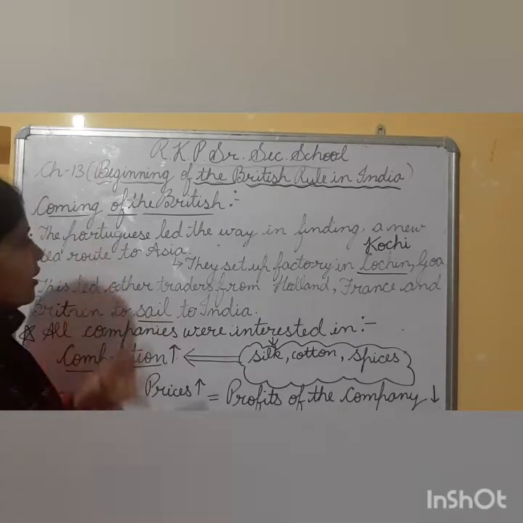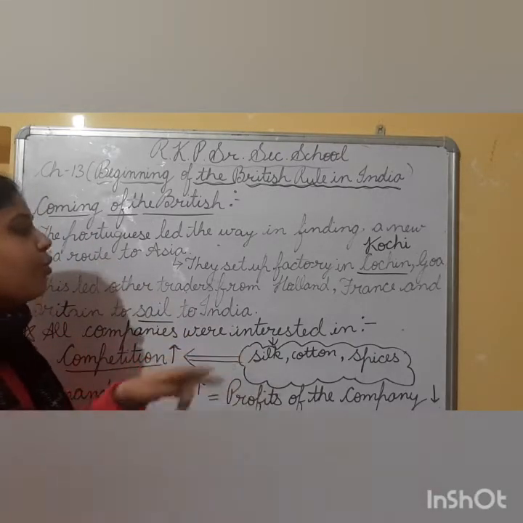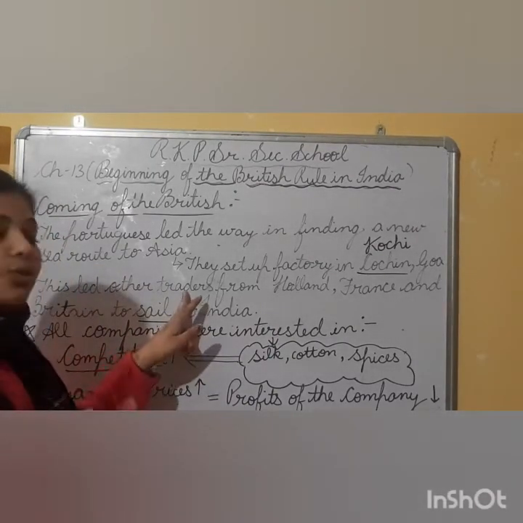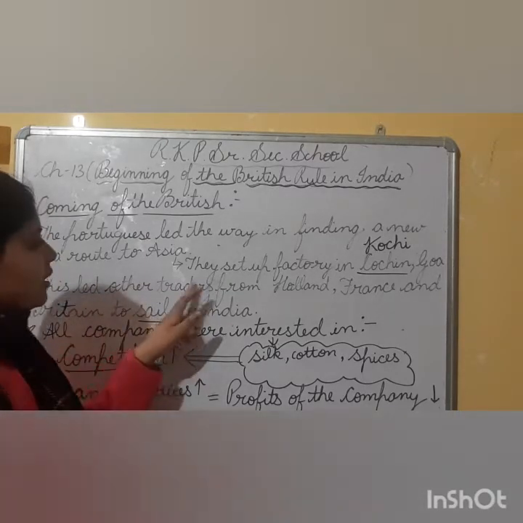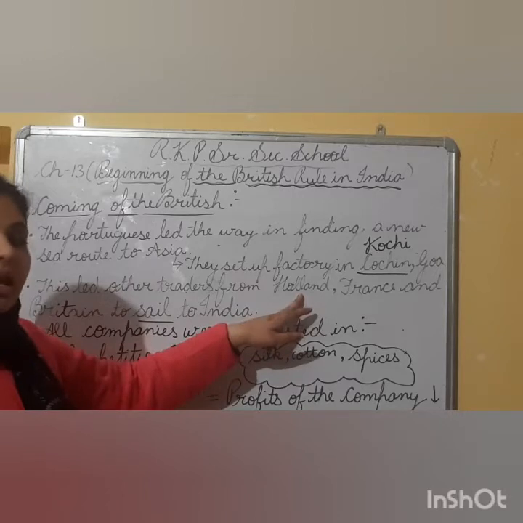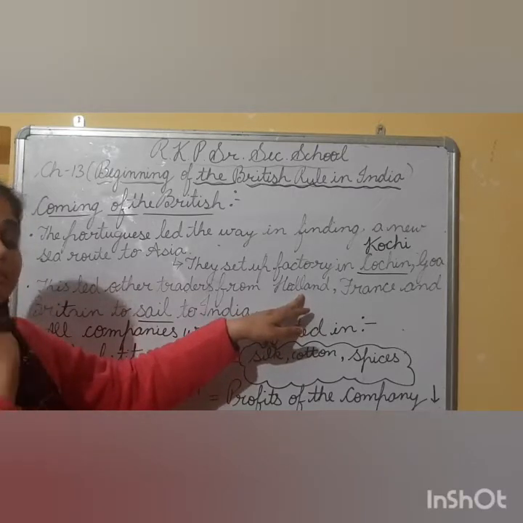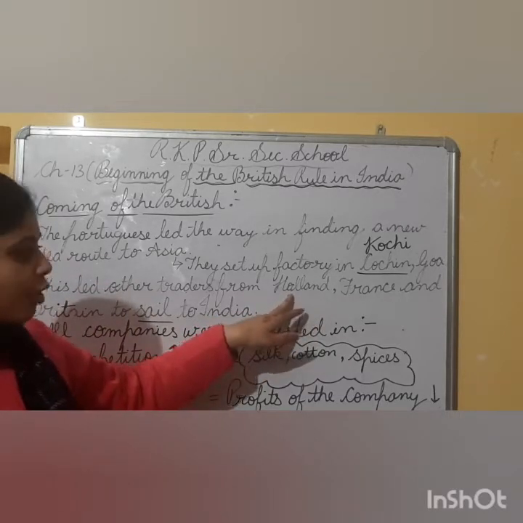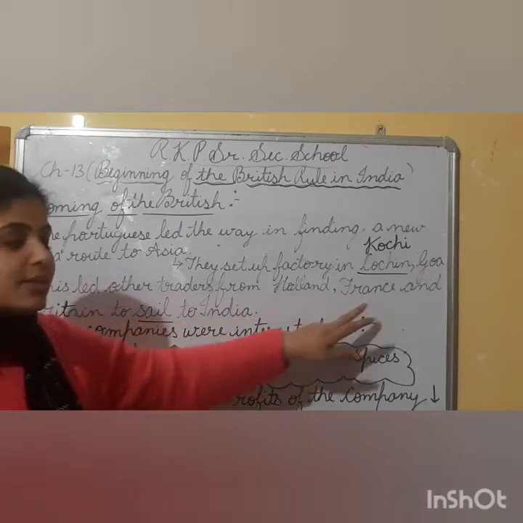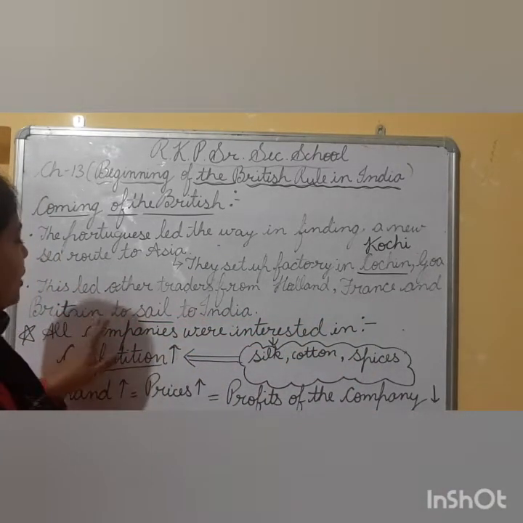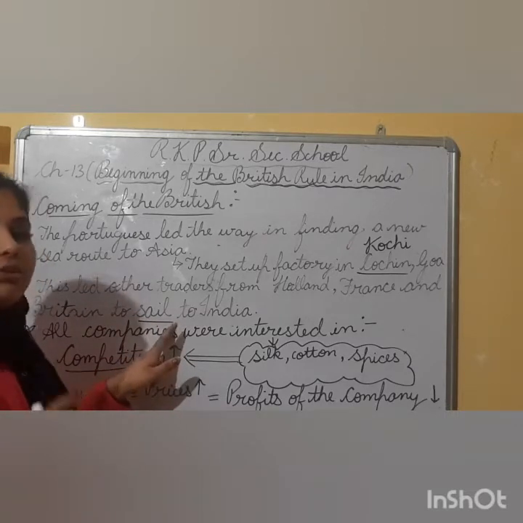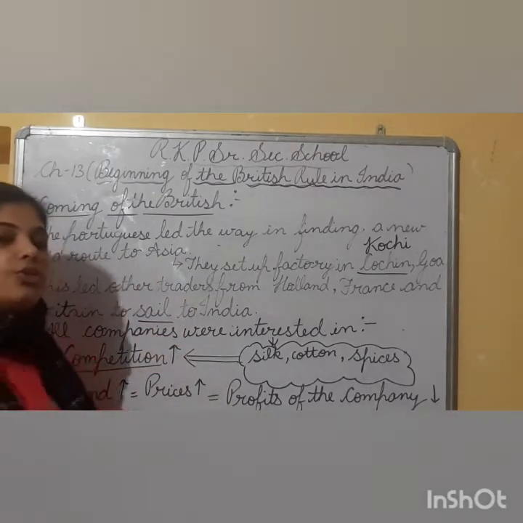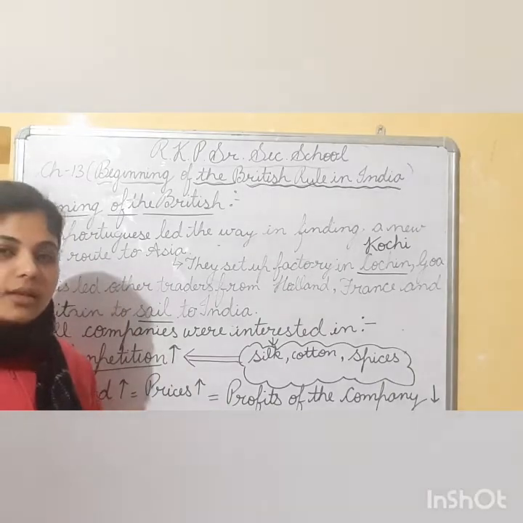So when they saw that the Portuguese were making a lot of profit, they thought, why can't we? We will also go to India and establish our companies there. This motivated the other traders to enter India. This led other traders from Holland, meaning the Dutch people, who, as I told you, are the natives of the Netherlands, a small country. So the Dutch from Holland, the French from France, and the British from Britain sailed, traveling on water via ship or boat, to India.